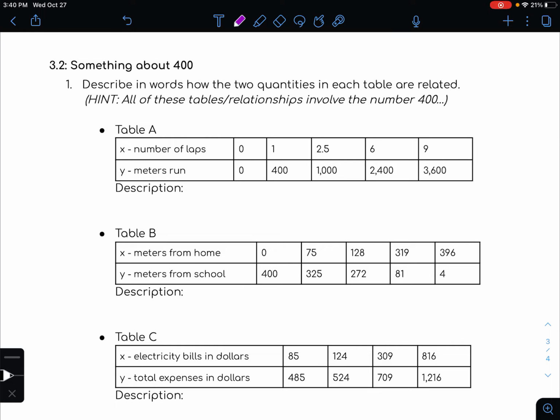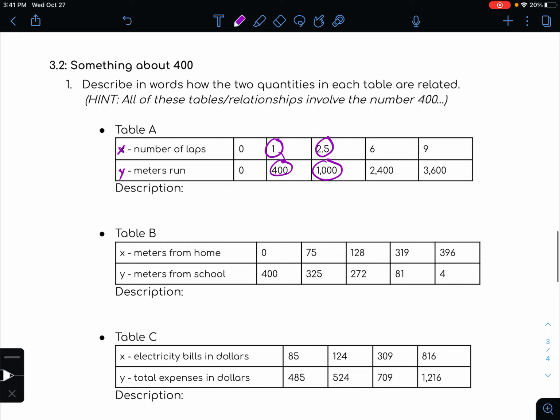All right, the next thing we're going to do is take a look at how we can use a table to come up with an equation for a situation. So we have 4 situations here with an x variable and a y variable shown in a table. The first table is looking at the number of laps and meters run, say in a track event, and we're going to try to describe the relationship between the x value, which is the top row, and the y value, which is the bottom row. So how are the two related to each other?